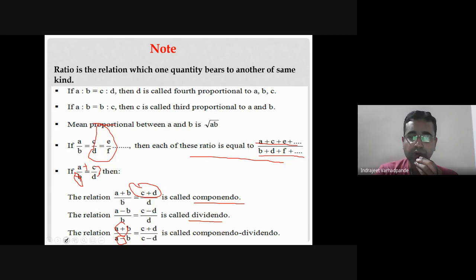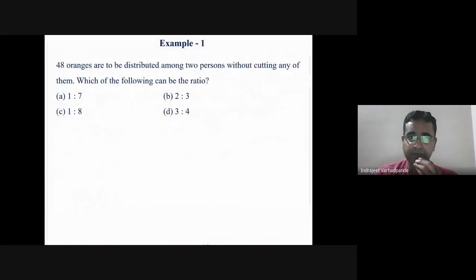Fine. So here add the denominator to the numerator, and that quantity divided by the denominator will be called componendo. Subtraction with the same denominator is dividendo. Addition as well as subtraction of the denominator from the numerator, this combination is called componendo dividendo. Now we see certain simple examples, very simple preliminary problems which will help you to solve the examples related to ratio and proportion.